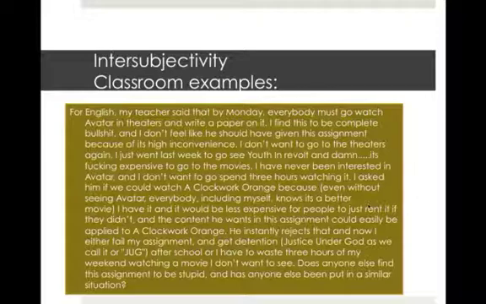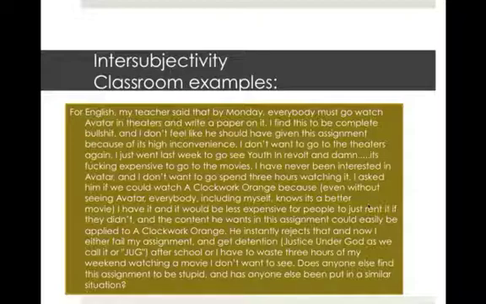These are, I found them online, about students complaining about assignments that their teacher gave them. So I'm going to read this for you real quickly. For English, my teacher said that by Monday, everybody must go watch Avatar in theaters and write a paper on it.